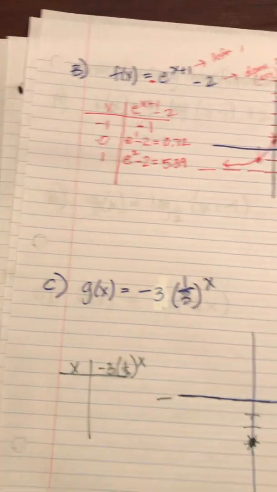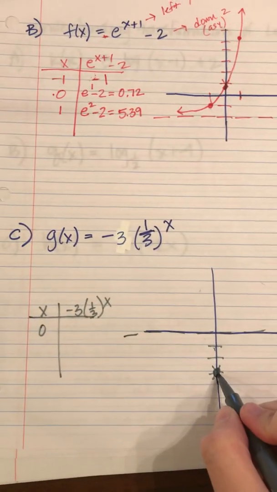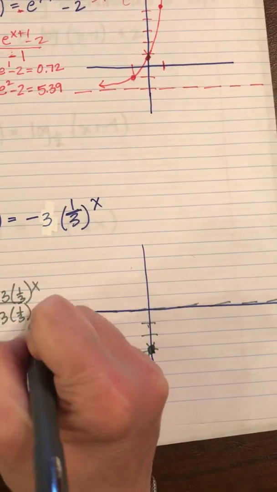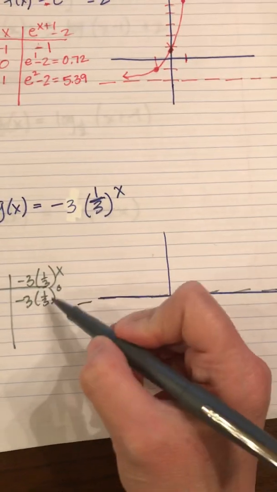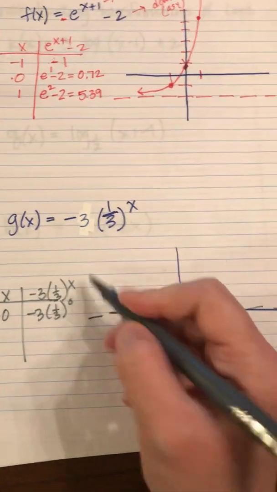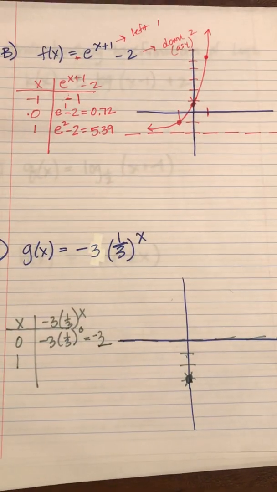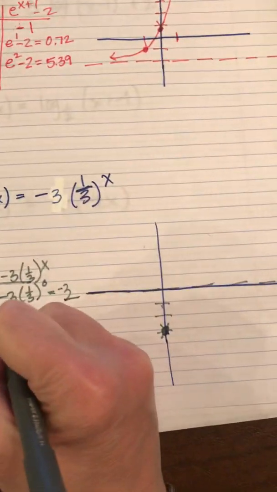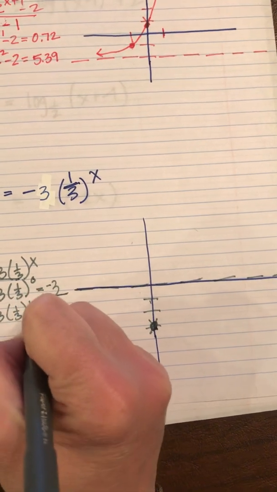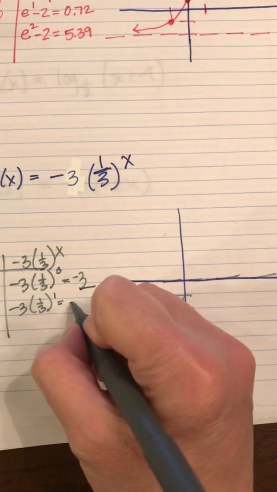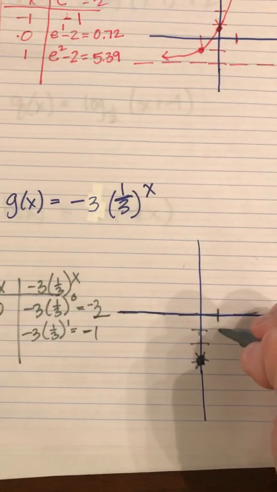So 1/3 to the x. I know that my translated intercept is here. If I plug in 0, I should get -3 as an output. So let's try that. -3 times 1/3 to the 0 power, anything to the 0 power is 1, and 1 times -3, you got it, -3. If I plug in 1, I would get -3 times 1/3 to the 1. Well, 1/3 to the 1 is just 1/3, and 1/3 times -3 is just -1. So I'm going to plot the point 1, -1 on my graph.